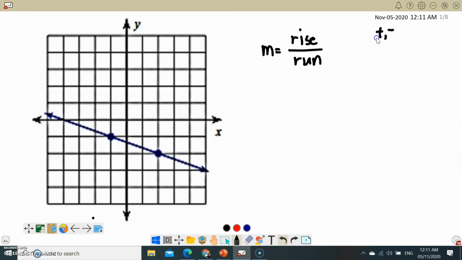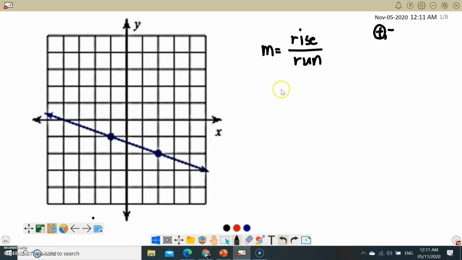Now, when do we say that it is positive? If you are counting going up, then the value of rise is positive. If you are counting going down, then the value of the rise is negative. While on the run, if you are counting going to the right, the value is positive, and if it is going to the left, the value is negative.